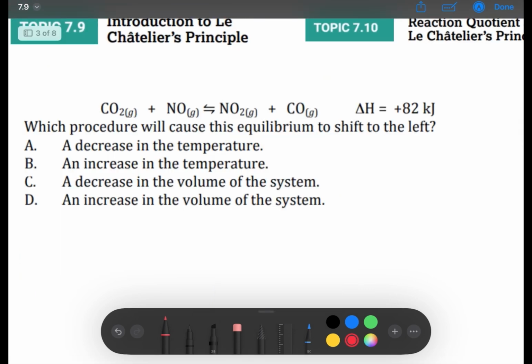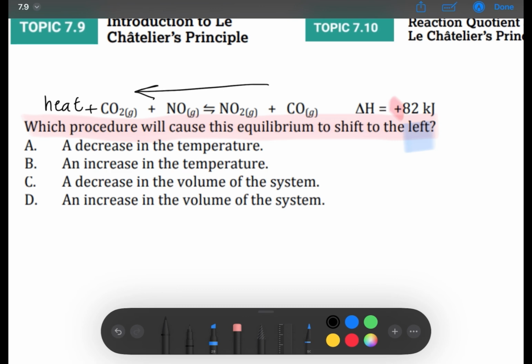Pause the video and read this question carefully. The reaction is endothermic because it has a positive delta H. Since it's positive, the heat must be on the reactant side. All right, so what's the question? It says, which procedure will cause this equilibrium to shift to the left. Where's the left? By the way, don't use left and right on AP exams. They're not acceptable. Just say it shifts to products or reactants. So now I need it to be shifted to the reactant side.